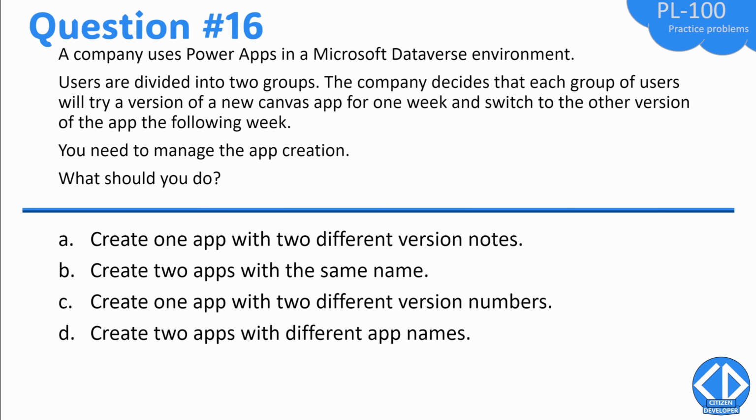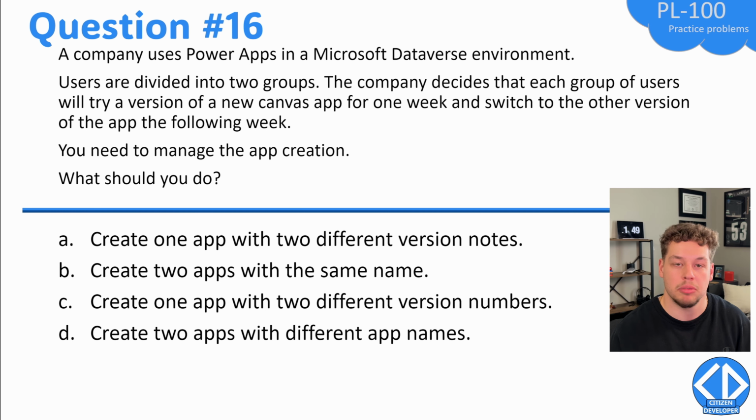So let's go ahead and work through these answers. We have A, create one app with 2 different version notes. I don't really see how version notes would play a role into having different apps for different users, so let's go ahead and cross that off. B, create 2 apps with the same name. Let's go ahead and just store that for a second, because I think that could be getting us in the right direction. See, we have C, create one app with 2 different version numbers.